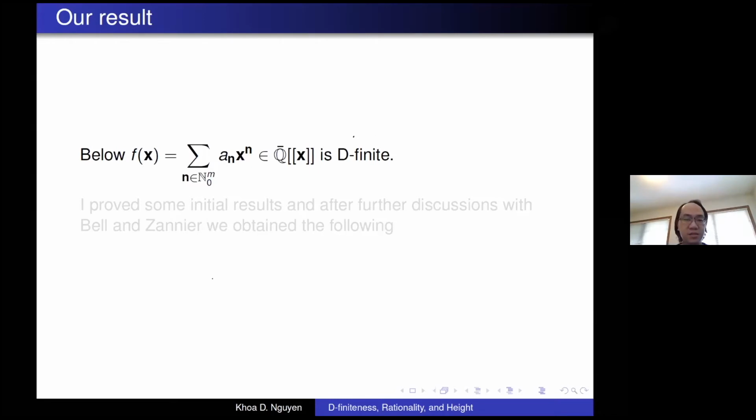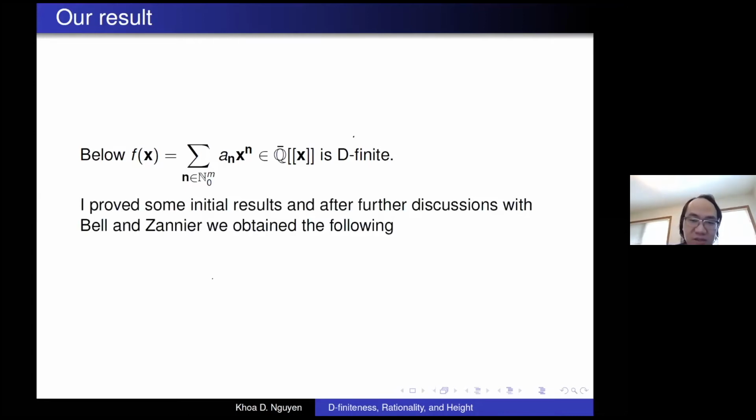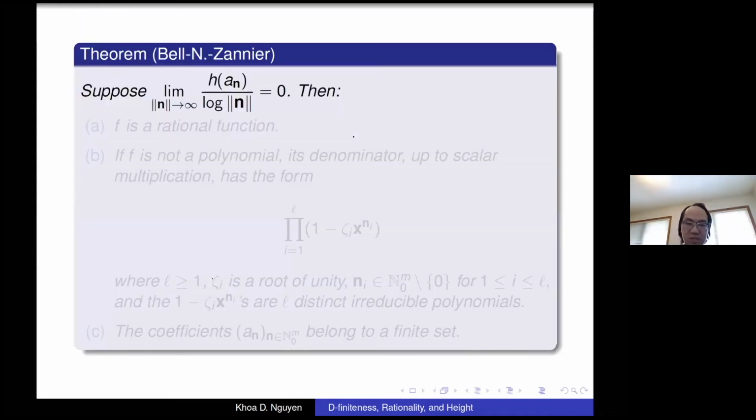Okay. So now we consider an m variable D-finite power series with algebraic coefficients. When I started on this, I proved some initial results, and then with further discussions with Bell and Zanier, we have the following. So this is our result.